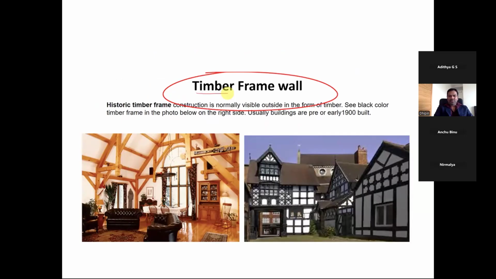If you look at Scotland, the Scottish Highlands, these are still retained there. They would even maintain 200 years of history by retaining, by renovating. They wouldn't destruct a building and then construct a new one. They would still maintain it with the same timber frame wall. So these are some examples of how buildings were usually built pre or early 1900s.